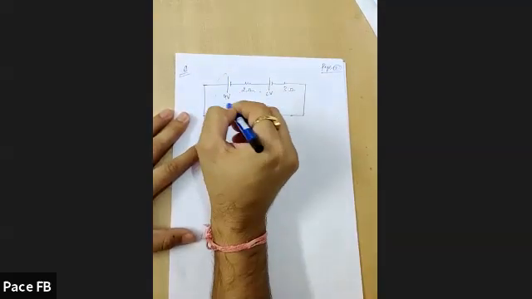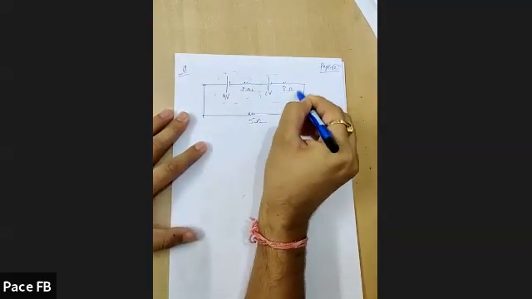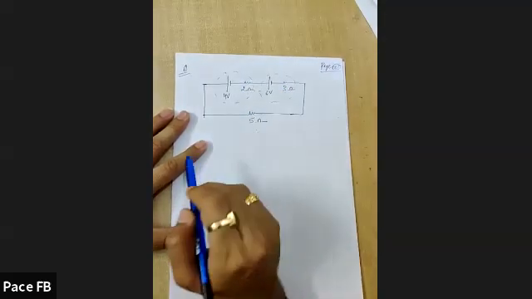There are two cells connected as shown in the figure with an external resistance 5 ohm.